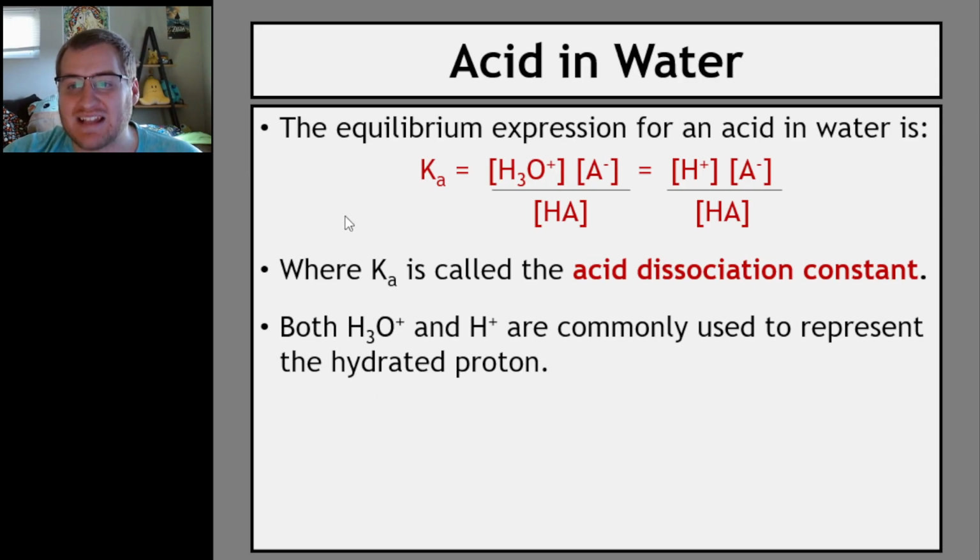Ka is our acid dissociation constant. It's giving you a ratio of what percentage of your acid turns into products. Obviously, what percentage of my HA that I started with turns into H3O plus and A minus. Something with a high acid dissociation constant would turn into a lot of H plus or H3O plus. And something with a low Ka only makes a little bit of H3O plus.